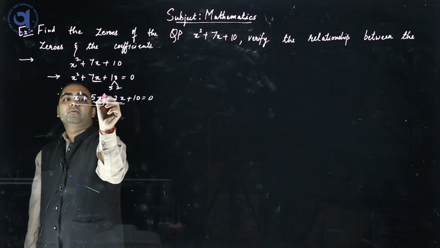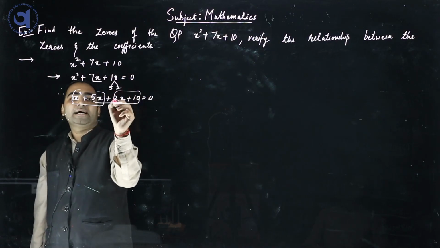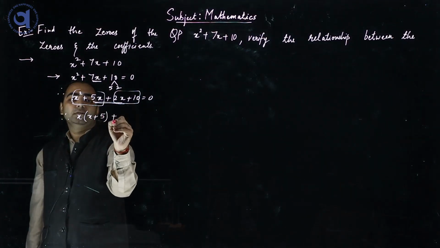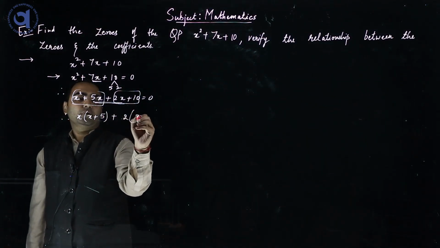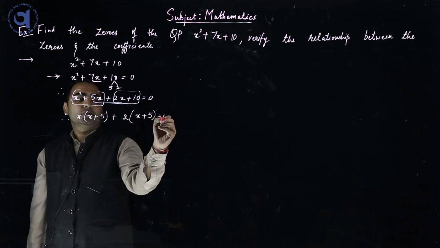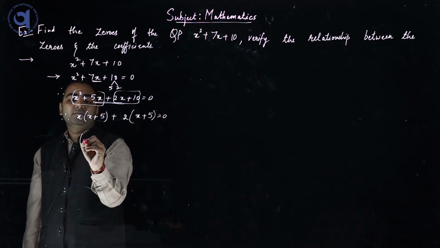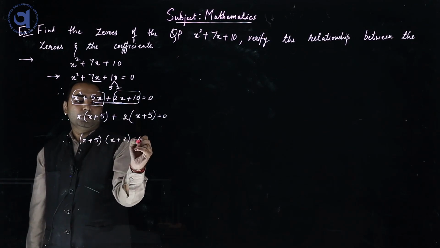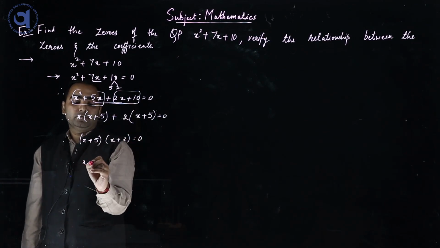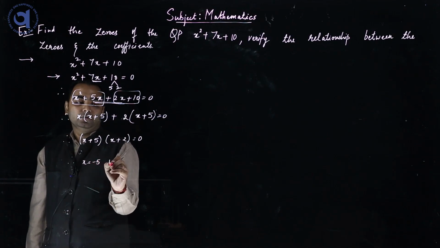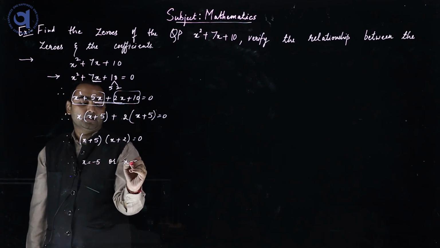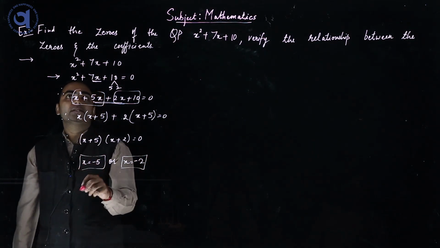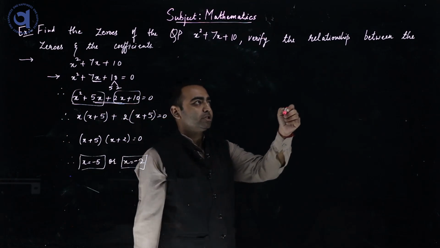Now taking common from the first two terms and common from the last two terms, first will be x, then inside the bracket x plus 5, and the other one will be 2 into x plus 5 equals to 0. Now writing the first term, x plus 5, and the other x plus 2 equals to 0. Comparing with 0, we get x equals minus 5 or x equals minus 2 as the answer.